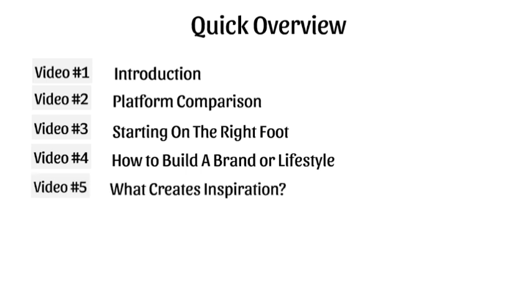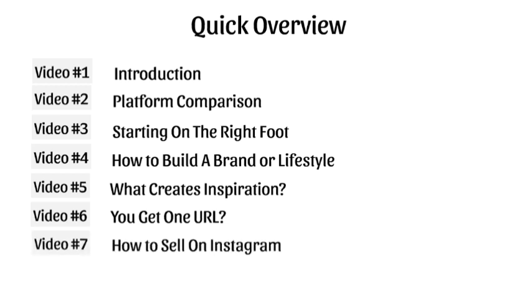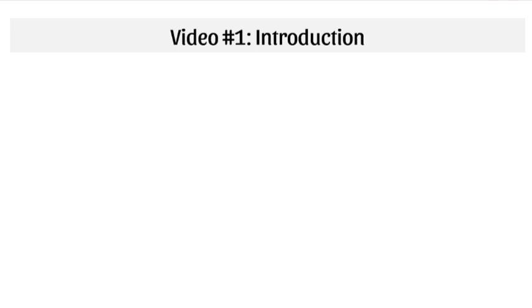Video number 5 is what creates inspiration. It'll make more sense in just a minute. But video number 6, we're going to talk about how you get one URL. With Instagram profiles, you can't really put the link in all of your posts like Facebook. It's just one URL. So how do you make money with that? We'll talk more about that in the later videos. Video number 7, we're going to talk about how to sell on Instagram. Video number 8, we're going to talk about sponsored posts and how you can make money with that as you grow, and how you can use that to actually build your Instagram profile literally overnight.